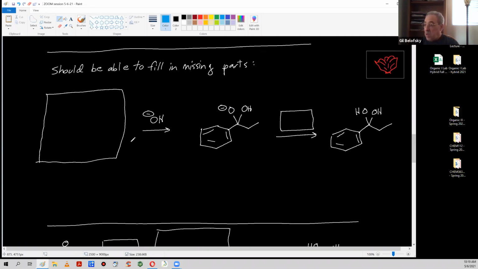So having done the sequences from start to finish, it becomes likely that you should be able to fill in missing parts. If you're presented with a problem like this, having done a bunch of the practice of what we did above, you would see the final product here and recognize that it probably came from a carbonyl group where an OH group was added to it, because this is what we see at the end of those every single time.